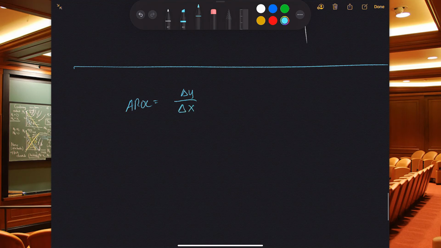It's a ratio of differences. We measure change with subtraction, and we measure this rate of change, how fast it's changing, or how it's changing in relation to the input, by comparing them as a rate.